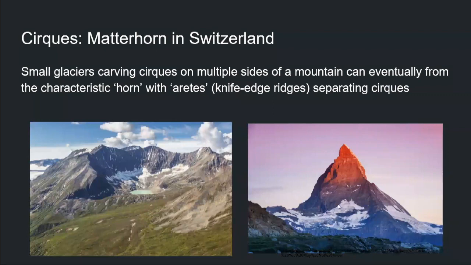So if you look at the Matterhorn, you would have a glacier here, you would have a glacier on the other side, maybe on the other side, I'm not sure. And all those glaciers are eroding the material away. And where those cirques are merging, it's actually pretty sharp. So that's what we call the knife edge ridge.